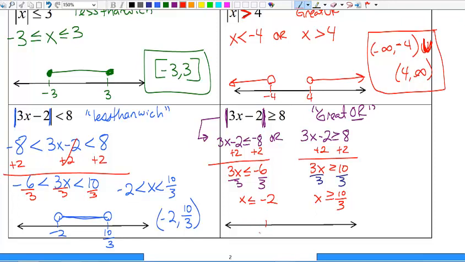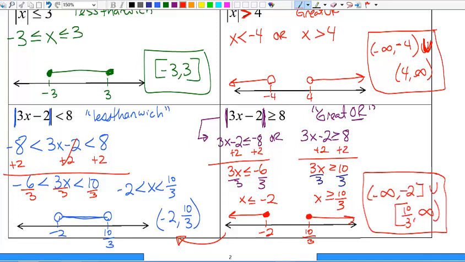So I have a -2 mark. I'm going to have a closed circle there because it's or equal to. And then I put a 10/3 mark, and again I have a closed circle there. X is less than or equal to -2 means it goes to the left. X is greater than or equal to 10/3 goes to the right, which is very similar to this other problem, but the opposite interval answer. So instead of the inside answers, it'll be the 2 outside answers. So my interval is going to be -infinity until -2 union 10/3 until infinity.